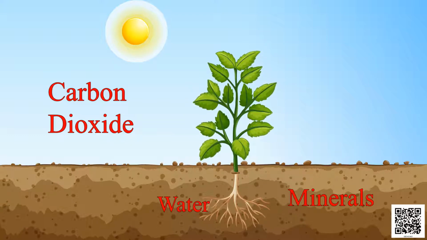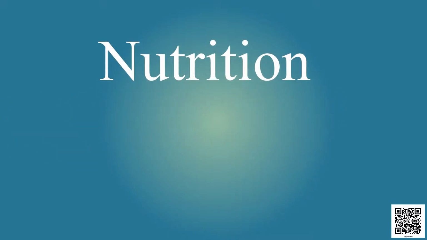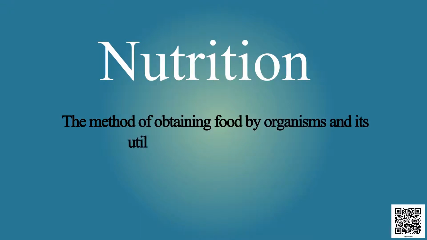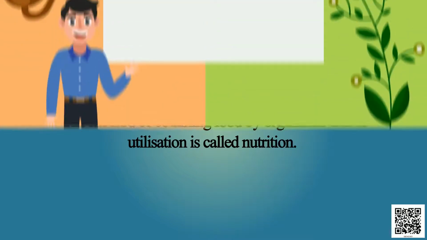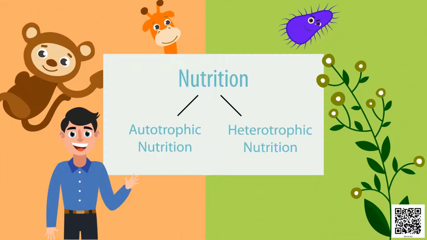Before knowing the method of nutrition, we should know what is nutrition. The method of obtaining food by organisms and its utilization is called nutrition. Nutrition is of two types: autotrophic nutrition and heterotrophic nutrition.